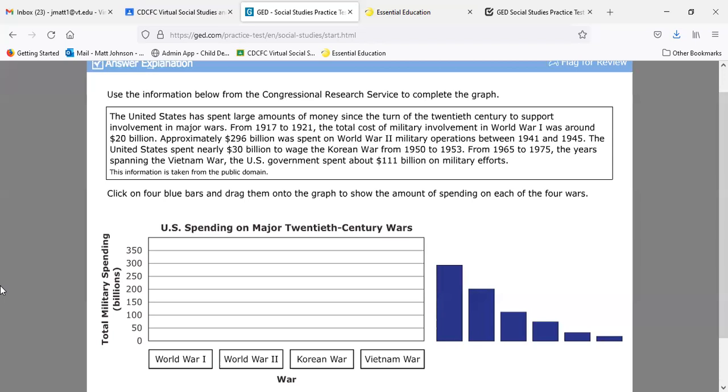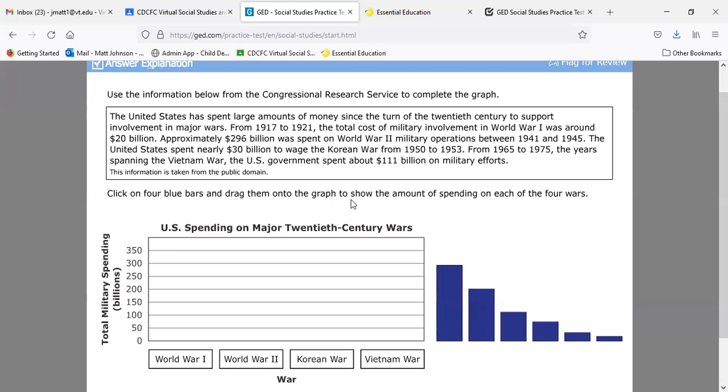That's World War II. The United States spent nearly $30 billion to wage the Korean War from 1950 to 1953. From 1965 to 1975, the years spanning the Vietnam War, the U.S. government spent about $111 billion on military efforts. Now, click on the 4 blue bars and drag them onto the graph to show the amount of spending on each of the 4 wars.